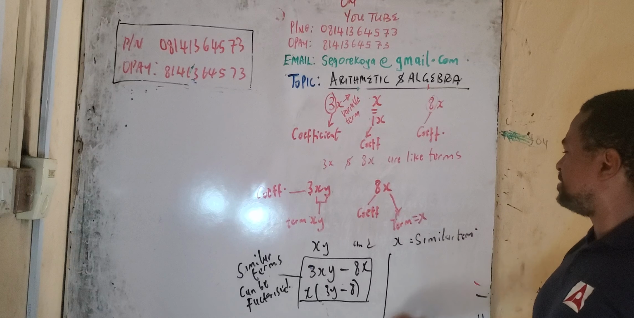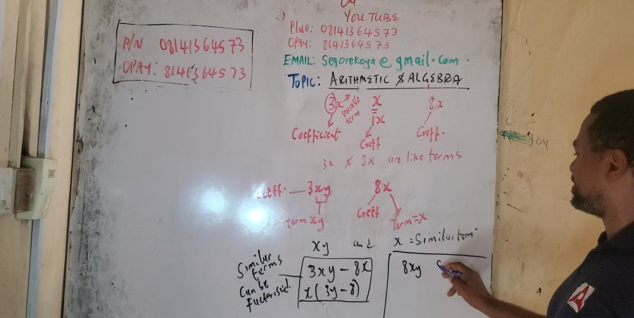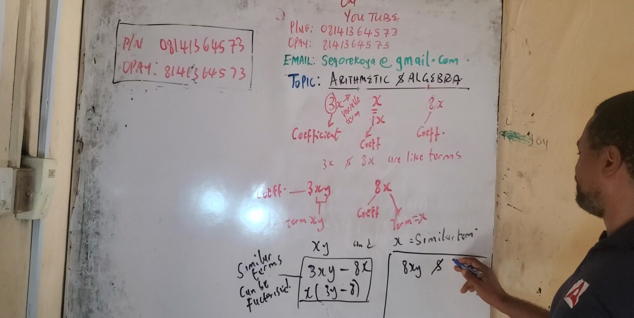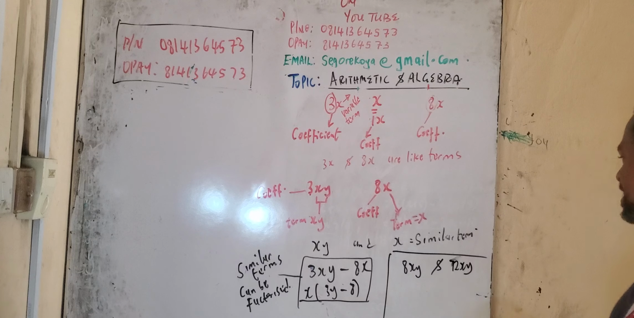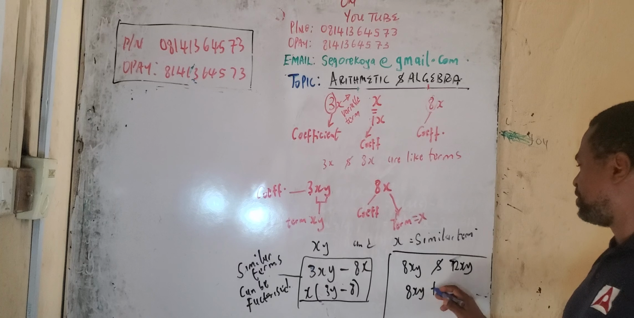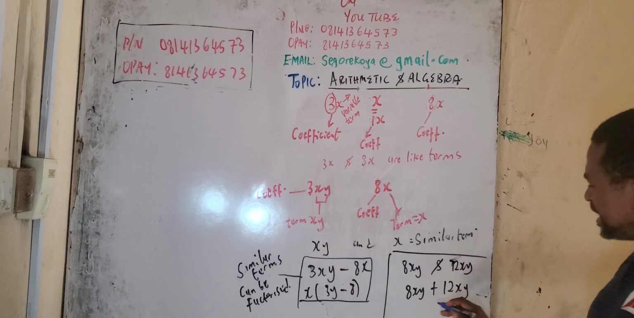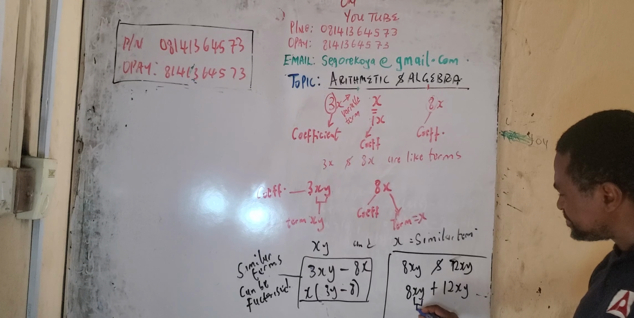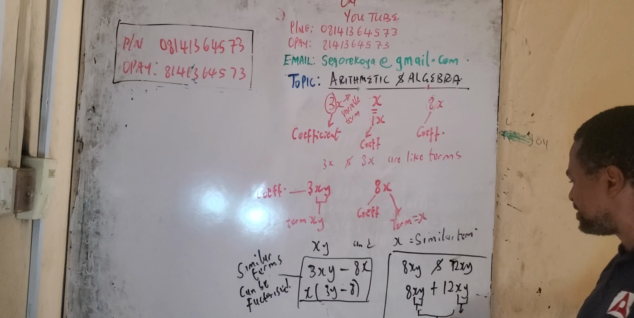Like for instance, these like terms. Let's say I have 8xy and then let's say 12xy. Let me say I have the combination of these two: 8xy plus 12xy. Now, you can see that this term that I have here is the same as this term that I have here. So these terms are called like terms.